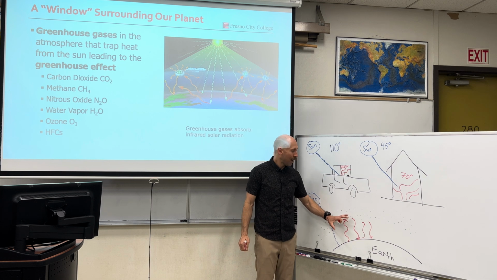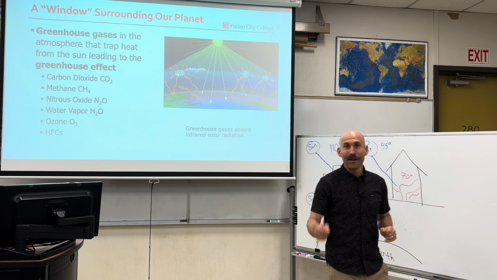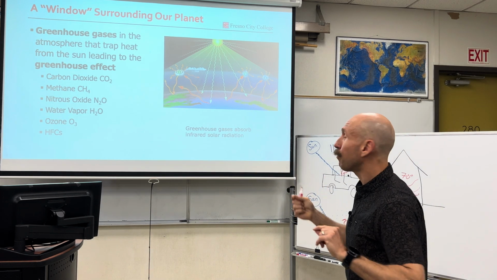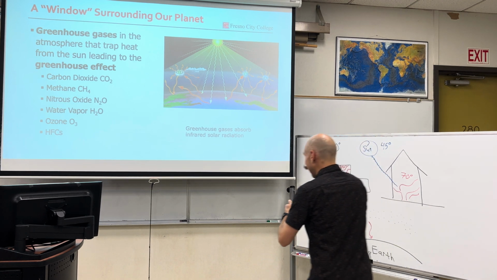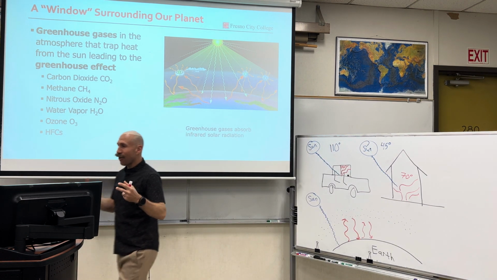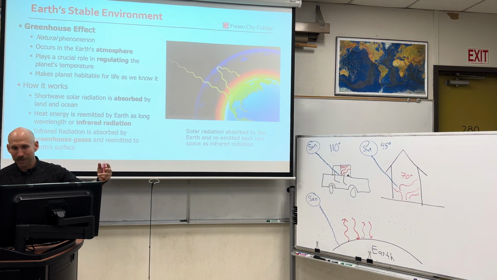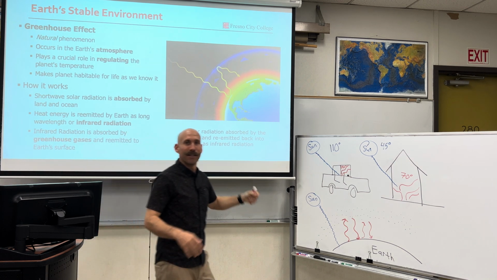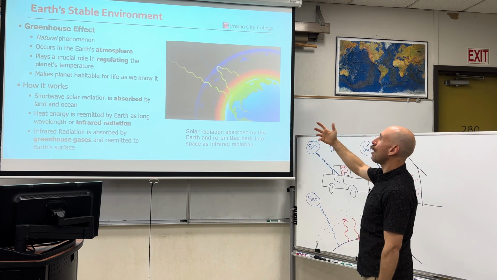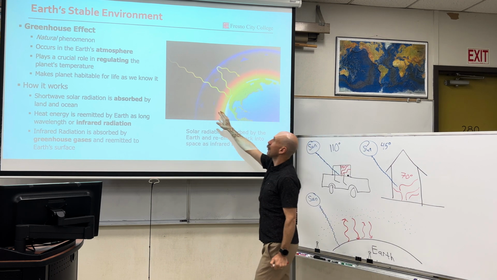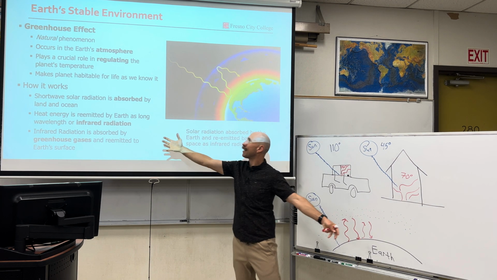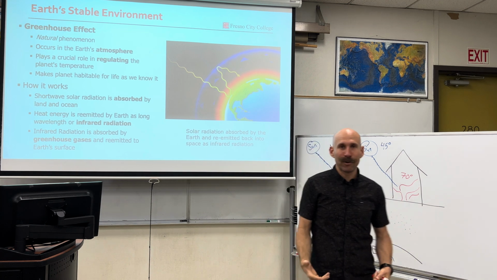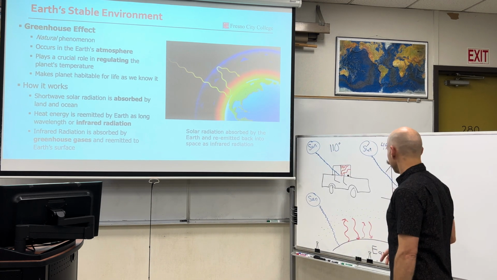Now, this phenomenon of Earth's heat being trapped inside of our atmosphere, this is the greenhouse effect. The greenhouse effect is a natural process, and we would not be here without it. So we can acknowledge that this is a natural process, a natural phenomenon. It occurs in our Earth's atmosphere. It plays a crucial role in regulating the planet's temperature, and it makes the planet habitable as we know it.